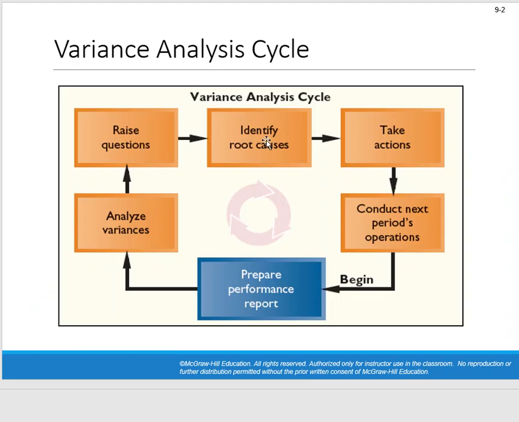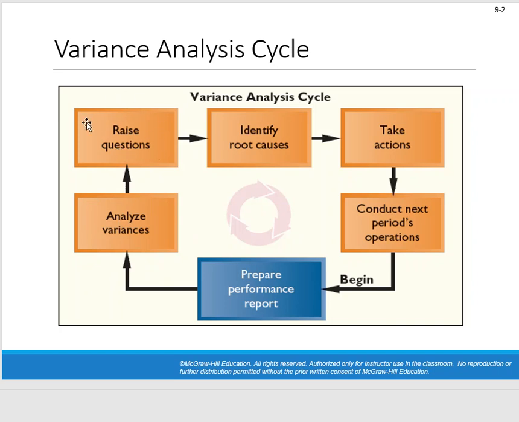So first, understand the basic variance analysis cycle. We prepare a performance report, which is really just a fancy name for a budget versus actual report. We're going to compare our budget to our actual results. This chapter will learn in a little more detail how we should do that in terms of that performance report. Then we want to analyze any variances, any amounts that differ from our budget, whether it's over or under.